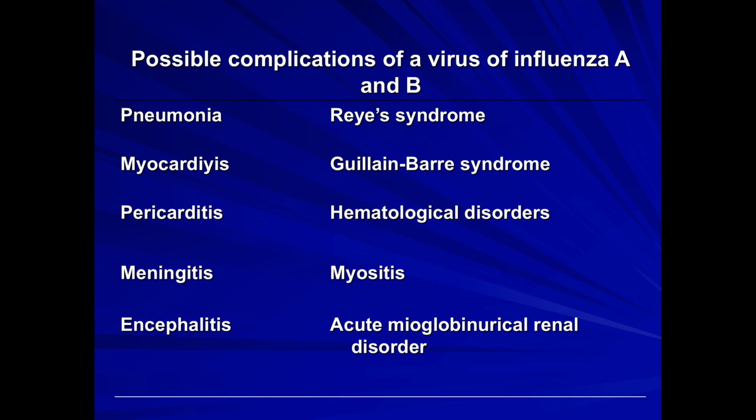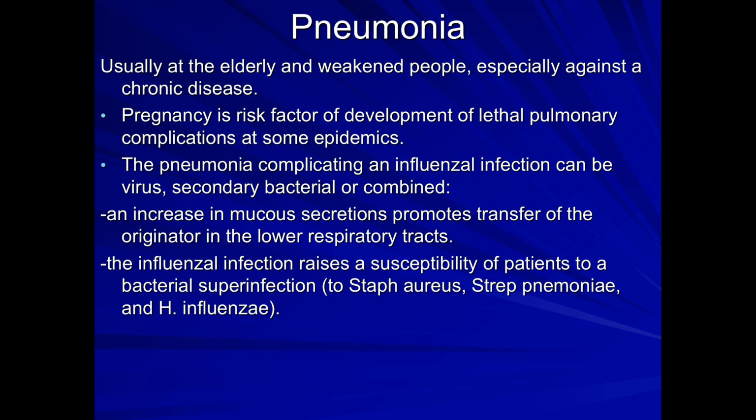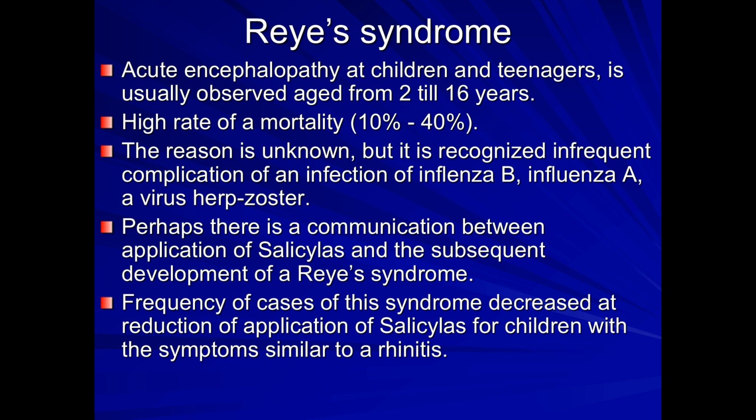Possible complications of a virus of influenza A and B: pneumonia, myocarditis, pericarditis, meningitis, encephalitis. Pneumonia, rare syndrome.